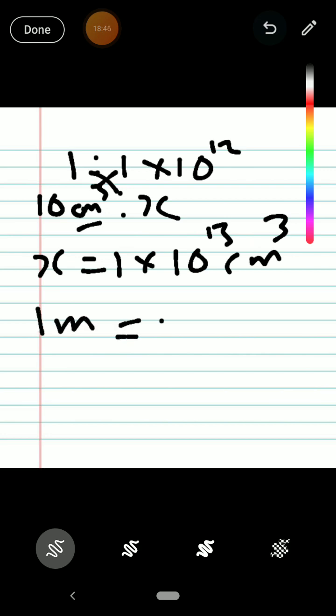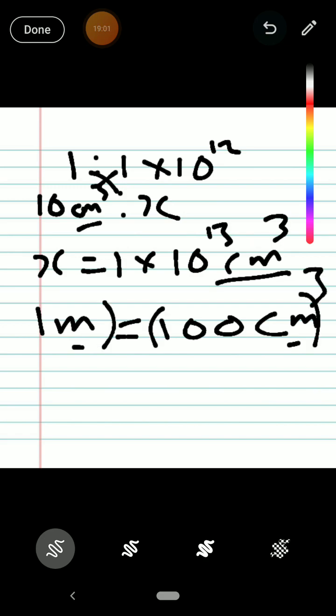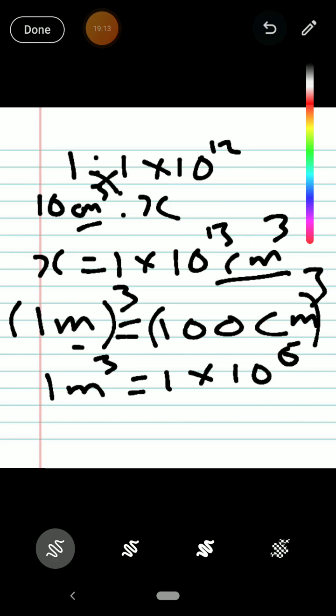1 meter is equal to 100 centimeters. So we want to change centimeter cubed to meters. But these are not cubed, so to make them cubed you have to do power 3. So you do power 3 both sides. So this becomes 1 meter power 3, and this one becomes 1 times 10 to the power 6 centimeter cubed.